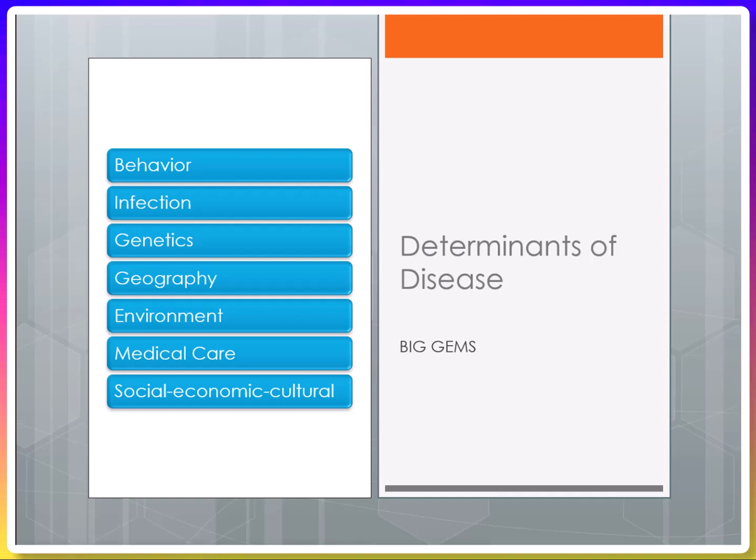So let's go over these briefly. So behavior implies actions that increase exposure to the factors that produce the disease or protect the individual from disease. Actions such as cigarette smoking, exercise, diet, alcohol consumption, unprotected sex, seatbelts. These are all examples of ways that behaviors help determine the development of disease.